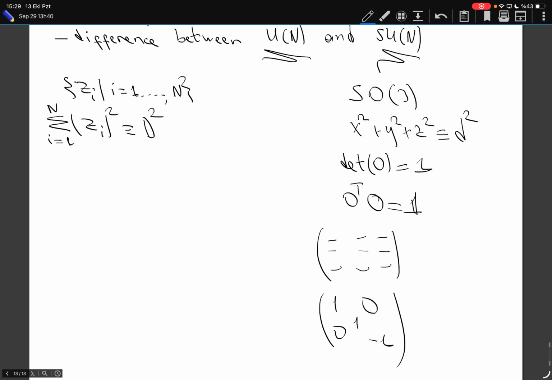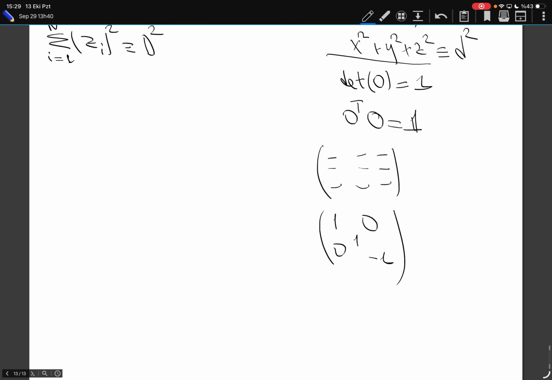This transformation also leaves x squared plus y squared plus z squared invariant. It doesn't change it. But there's no way that I can find a transformation such that at some parameters of this transformation, I get this matrix, and when those parameters are set to 0, I get the identity matrix. It's not possible to find such a change. Or in a sense, I cannot change this matrix continuously and connect it to the identity.